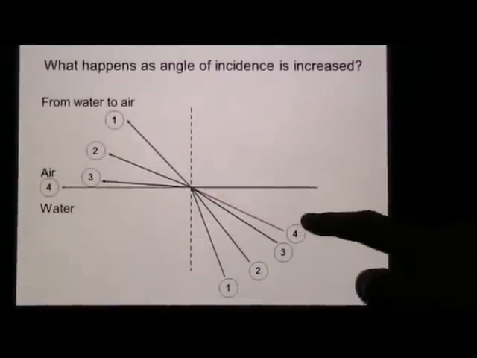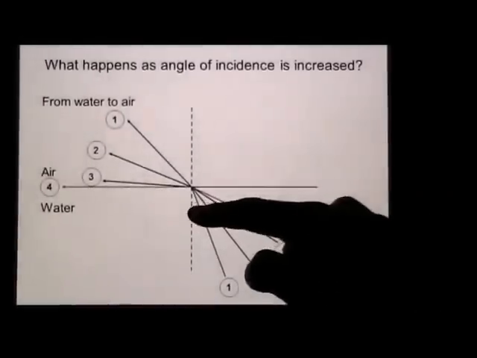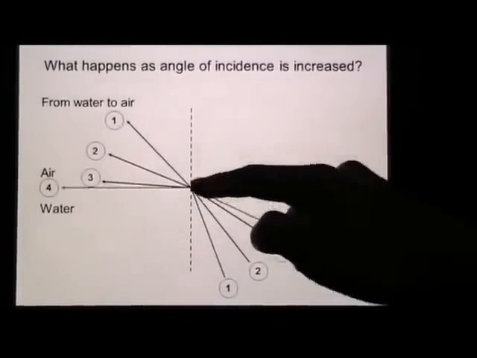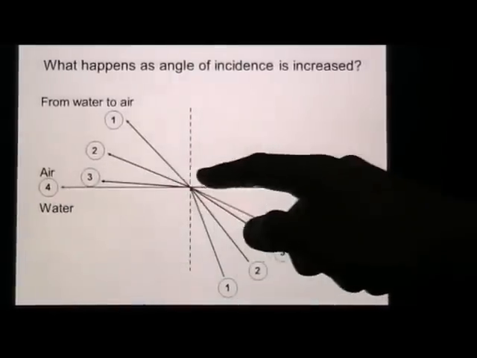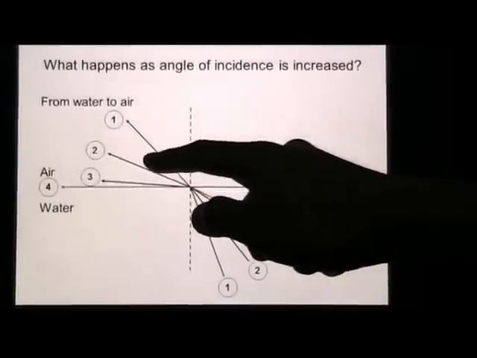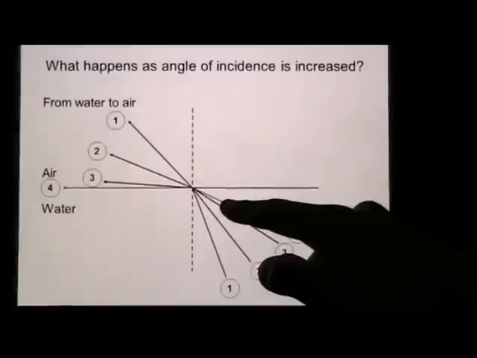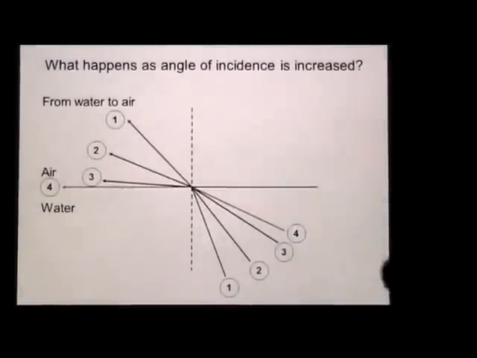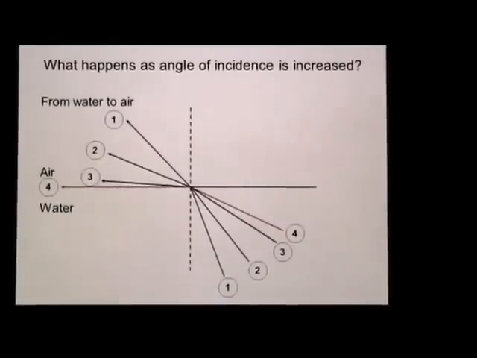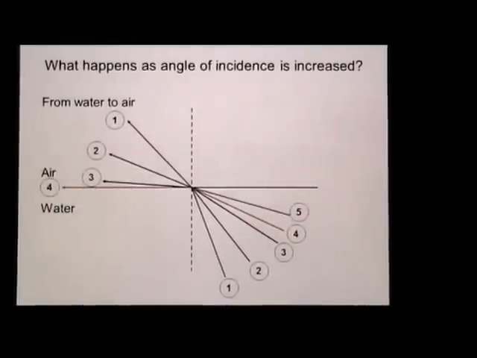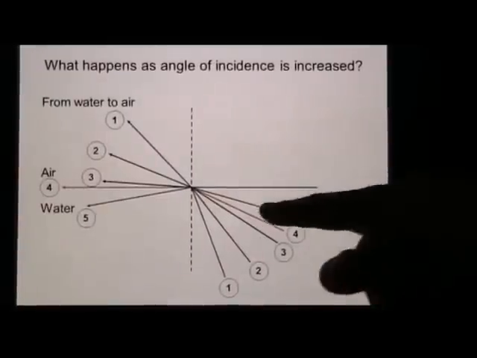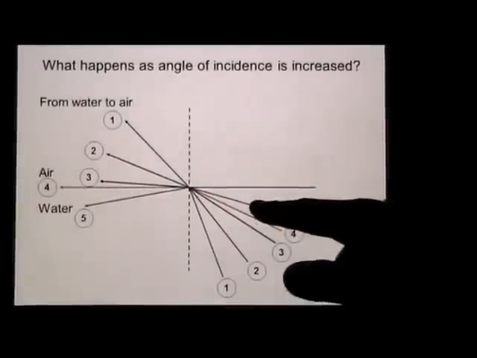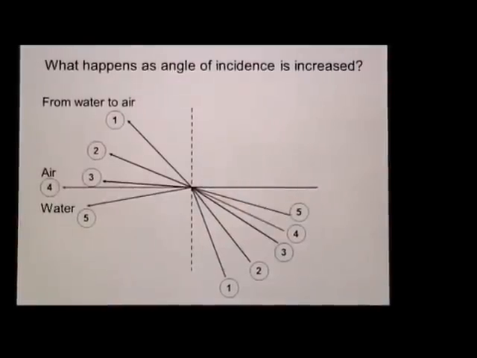So 4 is a very special angle, because at this very special angle of incidence, the refracted ray is moving along the air and water boundary, and it has an angle of refraction of 90 degrees. For this 4, this angle of incidence, we call it the critical angle. And what if I increase the angle of incidence some more beyond the critical angle? The light ray is going to get reflected like a mirror. This phenomenon at 5, we call it the total internal reflection.